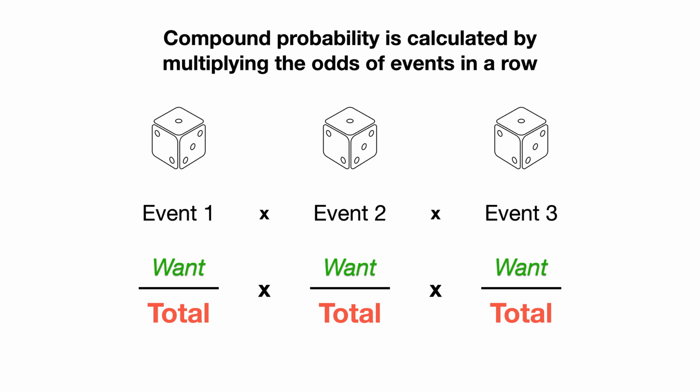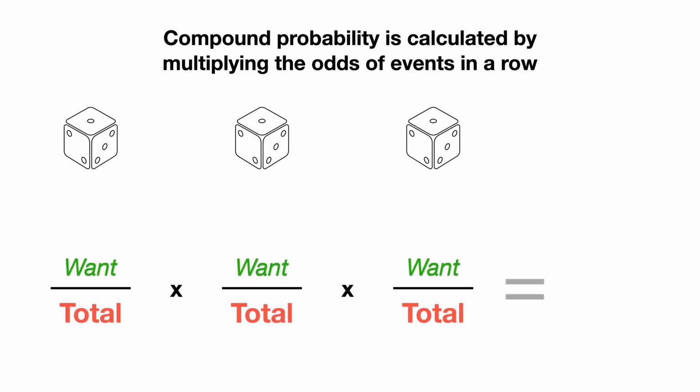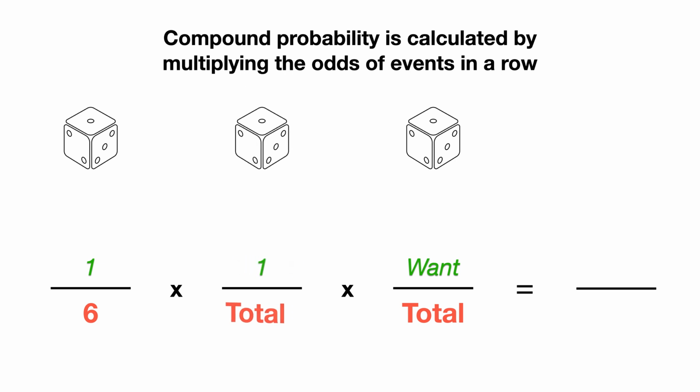Let's figure this out for the specific numbers of the dice. For event 1, the wanted outcome is a 1, and there's only one 1 on the dice, and there are 6 total possible outcomes you could get. You can roll 1, 2, 3, 4, 5, or 6. It's the same for event 2, because again we're looking for a 1 out of 6 chance. And event 3 is also a 1 out of 6 chance.